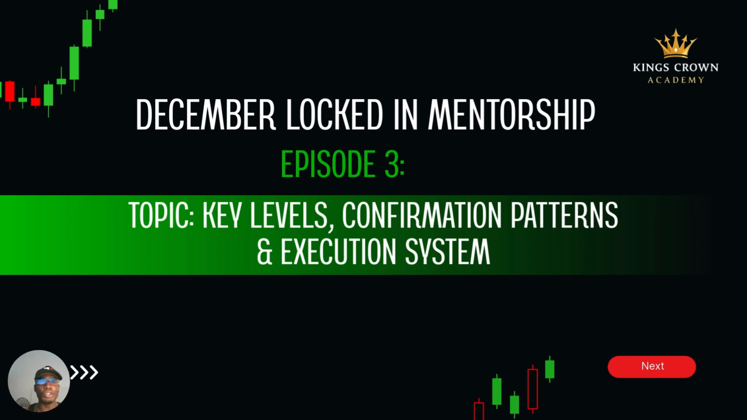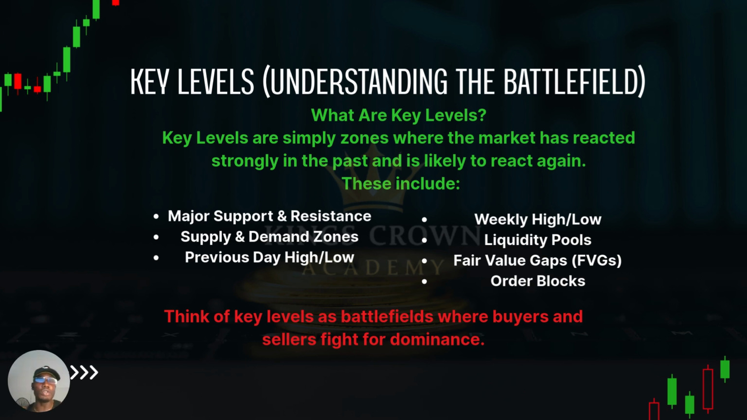Today is episode 3, and we're going to be looking at key levels, confirmation patterns, and execution system. By the end of this lecture, you're going to get a whole new system put in place for your trading. You're going to build a whole new system around your confirmations and your executions. I'm going to be giving you the blueprints I use, the criteria and the checkboxes I tick before I take my trade. You're also going to understand everything around key levels. So let's go into the lecture.